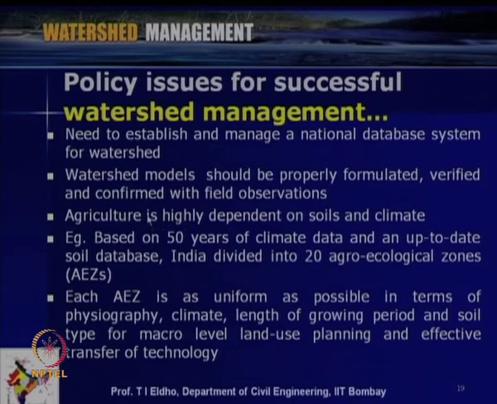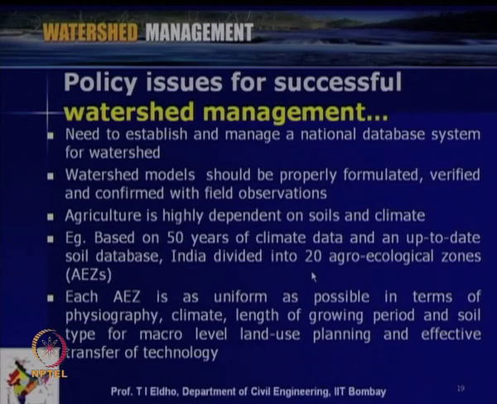Then, in most of the watershed policies, agriculture is one of the important sectors. So this agriculture is highly dependent on soils and climate. So in most of the areas, for example in India, the farmers are dependent upon rain-fed agriculture. So the climate conditions are very important. For example, based on 50 years of climate data and the up-to-date soil database, India is divided into 20 agroecological zones, AEZ.